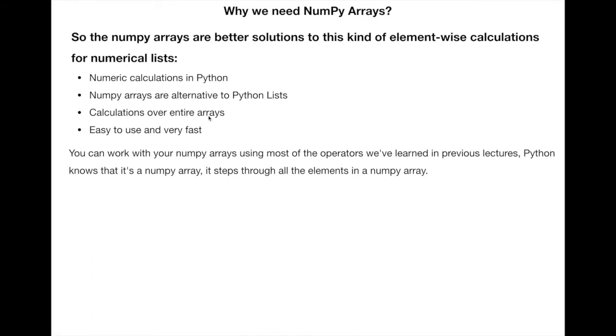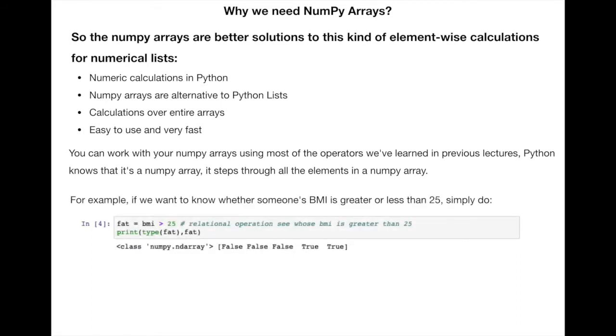So you can work with your NumPy array using most of the operators we have learned in previous lectures. Python knows that it's a NumPy array, and it will do the same calculation for all the elements in the NumPy array, right? For example, if we want to know whether someone's BMI is greater than 25, we simply do the calculation BMI greater than 25. Remember, that's a relational operation, to see which one is greater than 25.